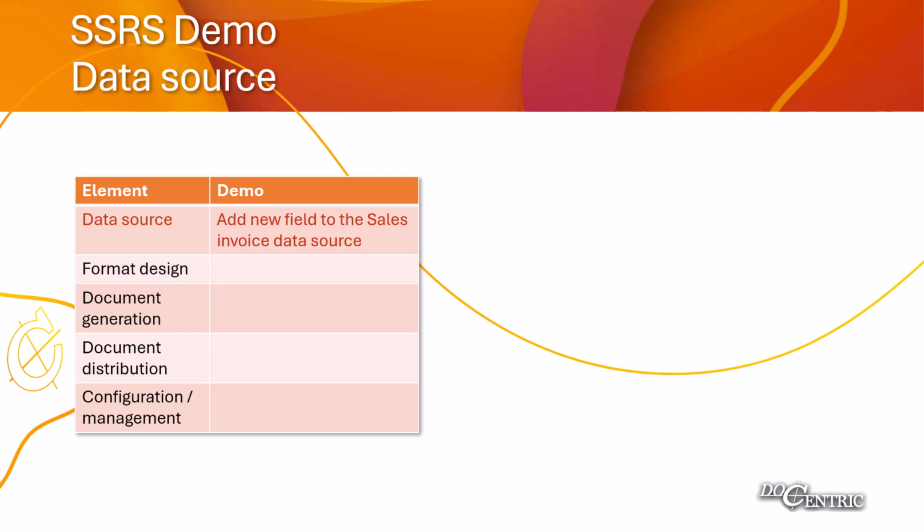I want to demonstrate this scenario, making the simplest possible modification to the sales invoice report by adding a new field first to its data source and later to the format. To add a new field to the sales invoice data source, a developer needs to execute these steps.